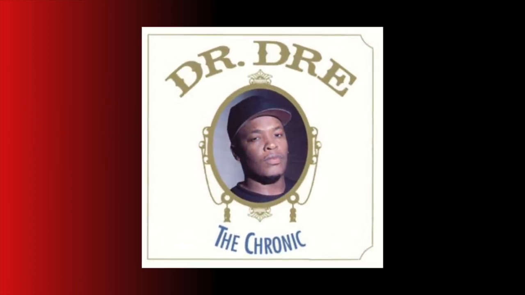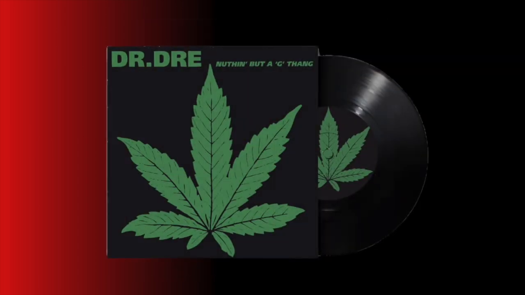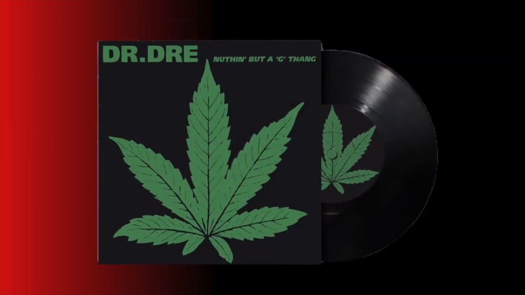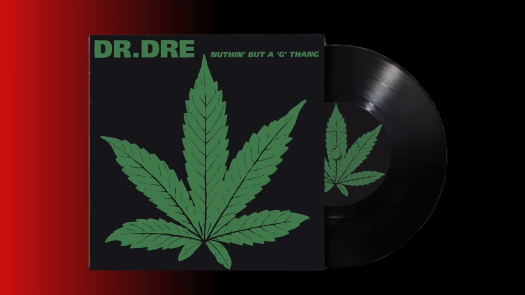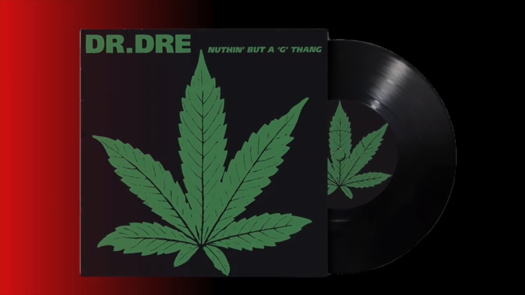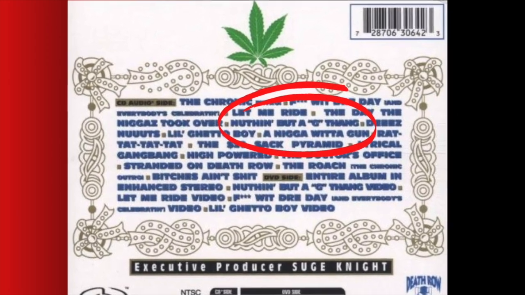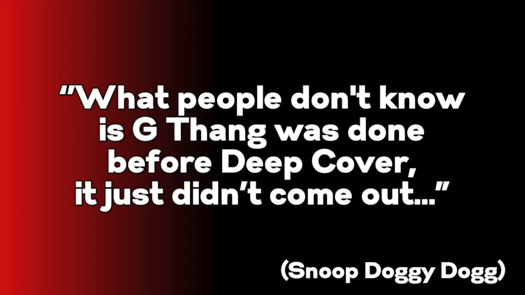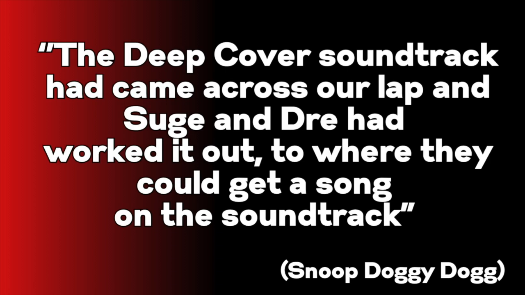And a little fun fact that not many people know about is that the song Nothing But a G-Thang was already recorded before the Deep Cover track was recorded, but it just wasn't released yet, and that wouldn't happen until later on the album The Chronic. Snoop spoke about this in an interview and he said, "What people don't know is that G-Thang was done before Deep Cover. It just didn't come out. The Deep Cover soundtrack had came across our lap and Suge and Dre had worked it out to where they could get a song on the soundtrack."